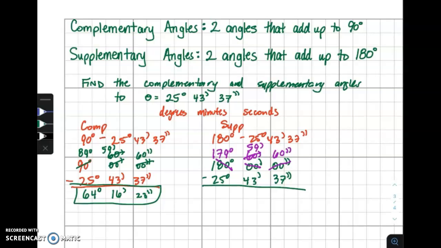So then I can subtract those, and I'm going to get 23 seconds. I'm going to get 16 minutes. And then I'm going to get 154 degrees. And so that is the supplementary angle.